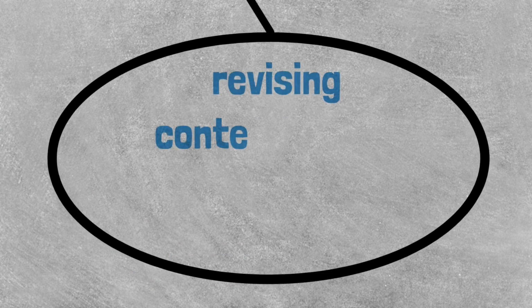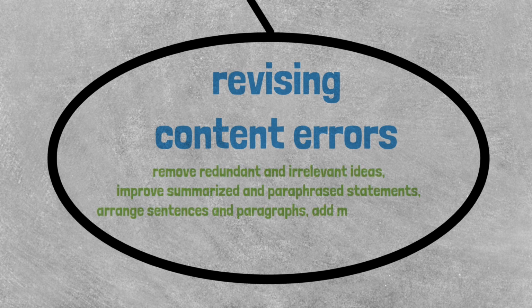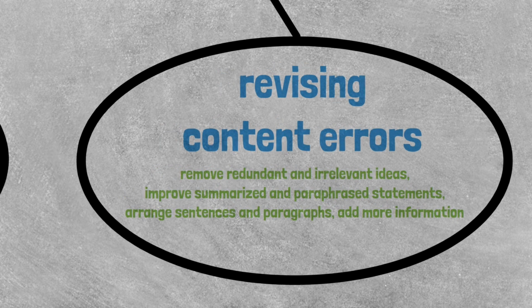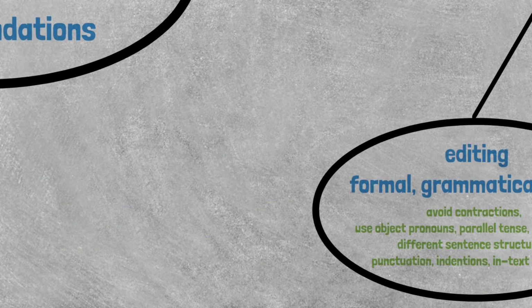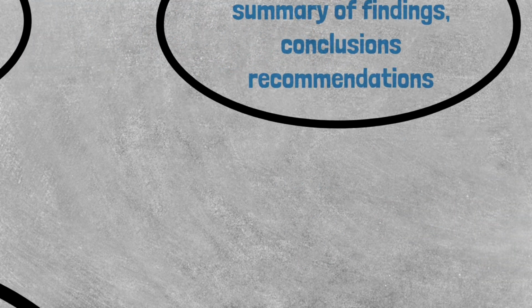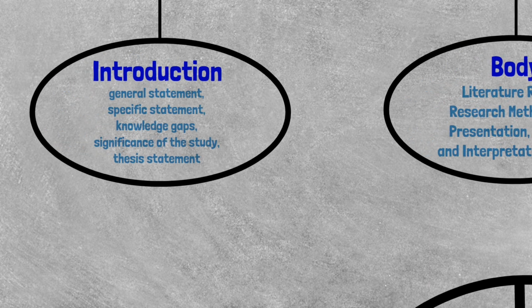It means removing redundant and irrelevant ideas, improving summarized and paraphrased statements, arranging sentences and paragraphs, and adding more information. Researchers should hire expert proofreaders to polish their research papers because too much familiarity with the research inhibits the spotting of mistakes. Another pair of eyes may significantly improve the research paper.